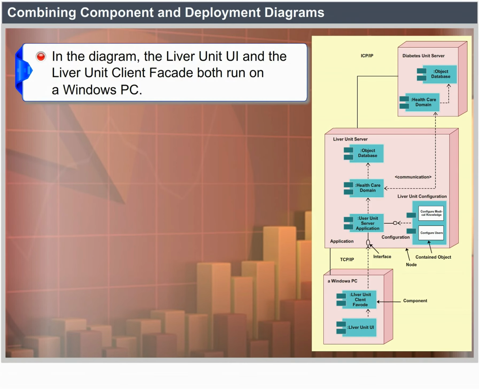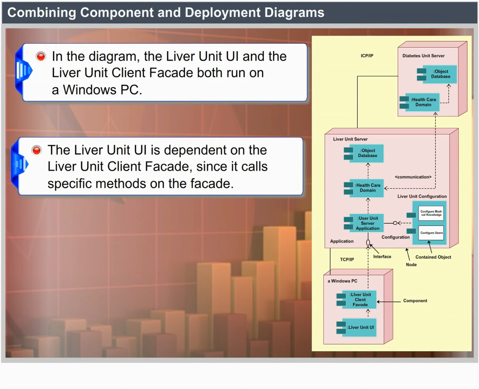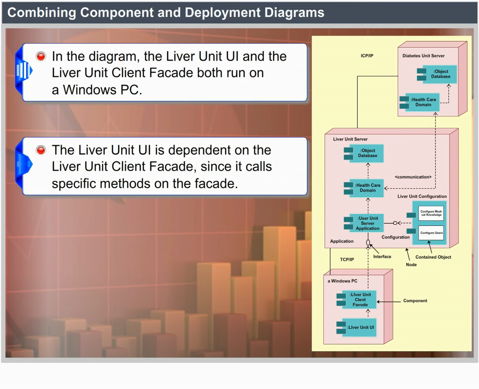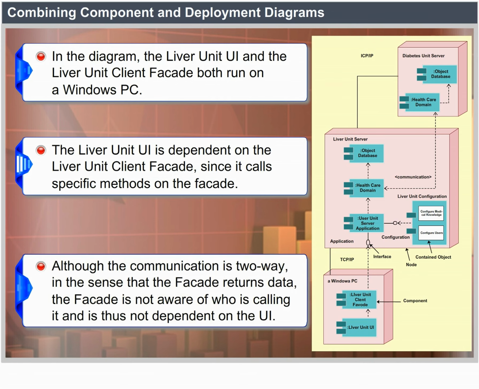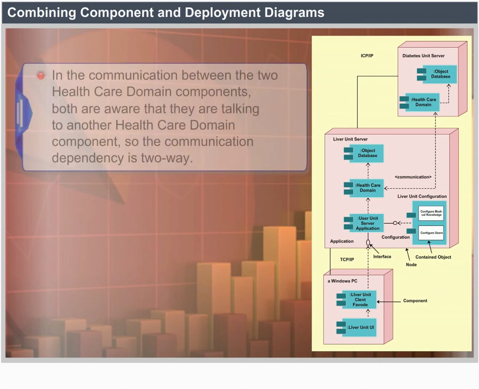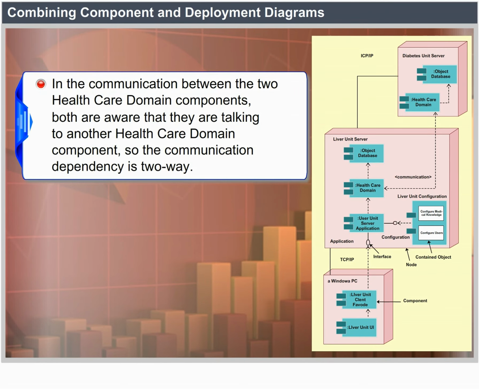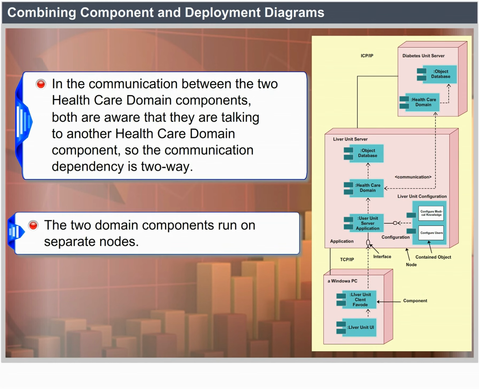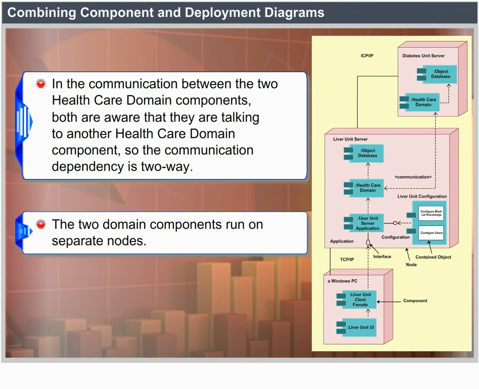In this diagram, the liver unit UI and the liver unit client package both run on a Windows PC. The liver unit UI is dependent on the liver unit client package since it calls specific methods on the package. Although the communication is two-way in the sense that the package returns data, the package is not aware of who is calling it and is thus not dependent on the UI. In the communication between the two healthcare domain components, both are aware that they are talking to another healthcare domain component. So the communication dependency is two-way. The two domain components run on separate nodes.